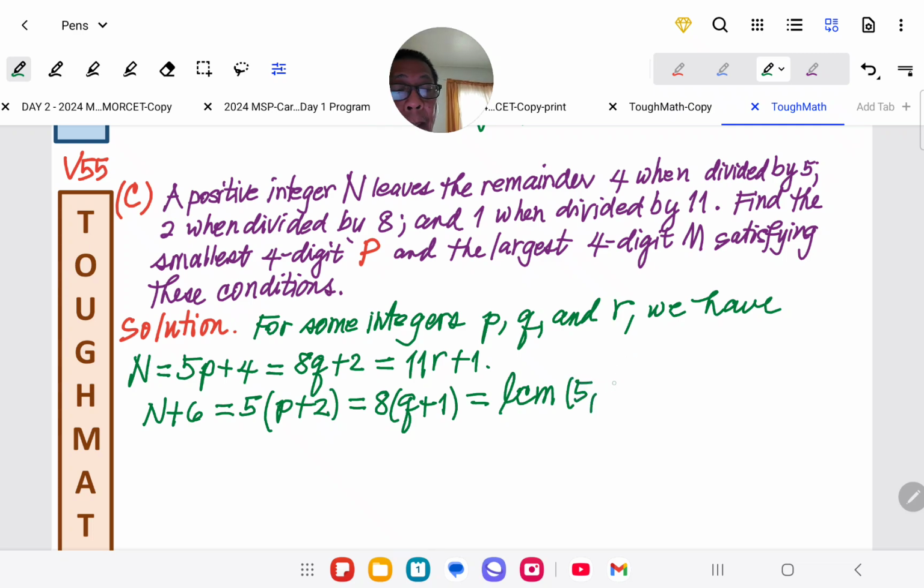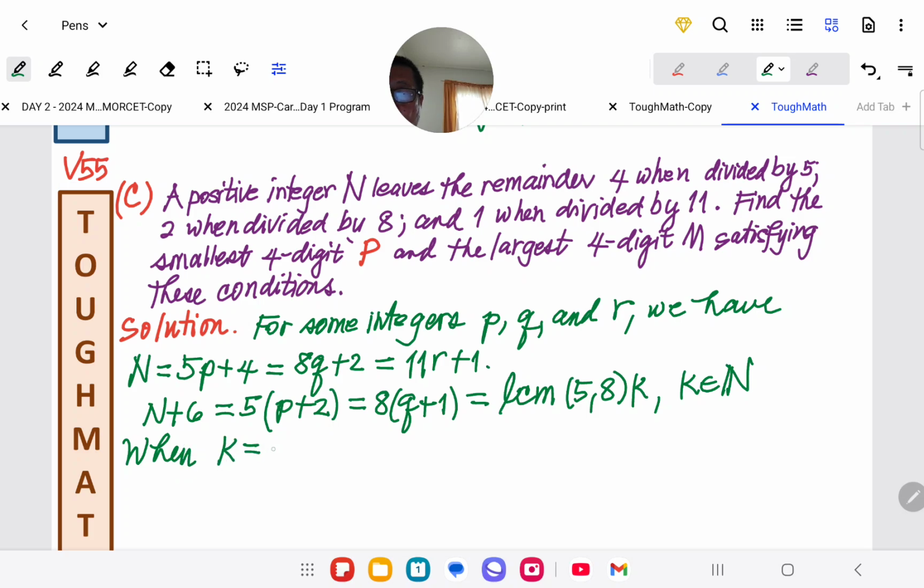Yes, 5 and 8 times k. We introduce this factor k in the expression for n plus 6 to take into account that there is the third expression for n, which is 11r plus 1, which we have not included in the LCM, in the least common multiple. So we still don't know what k is, but for the moment, let's just let it be a positive integer. Okay.